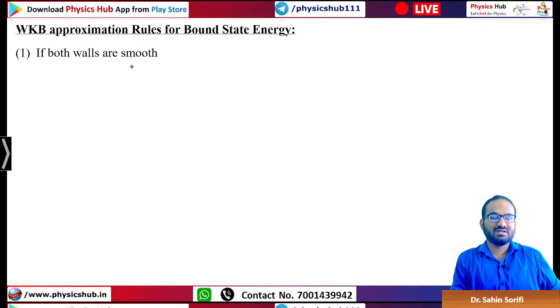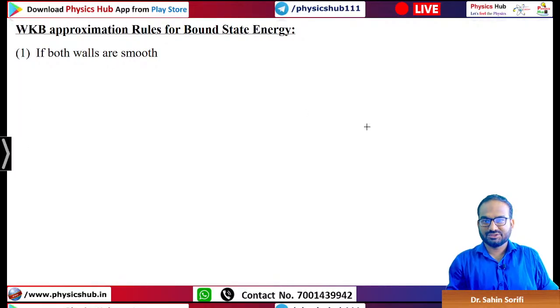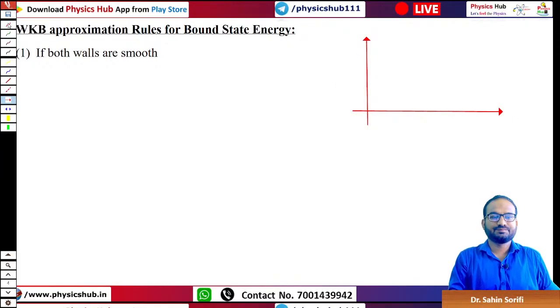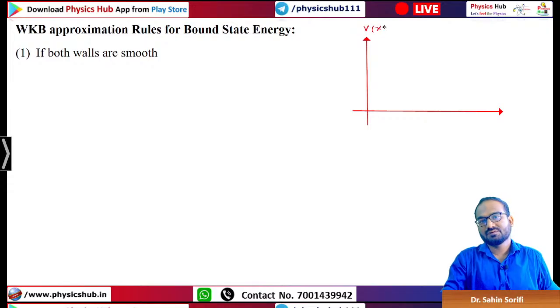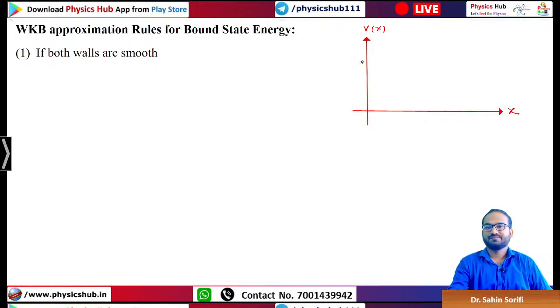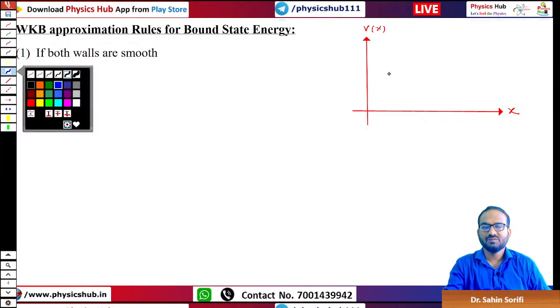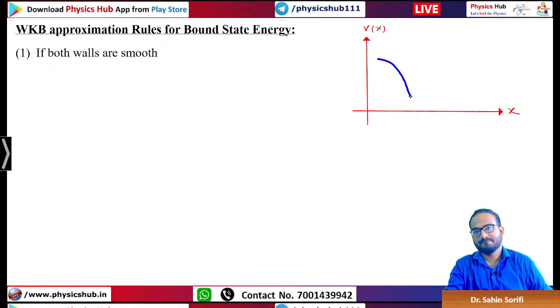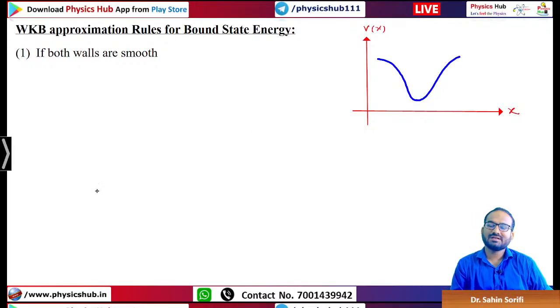If both walls are smooth, so if you represent it in the form of the potential, you can represent it in this way. So we have the potential V of x versus x. So both walls are smooth. What does it mean? There is no rigid boundaries. If we consider, let's say, we have a potential of this form. Like this. So how do you get the classical turning points?